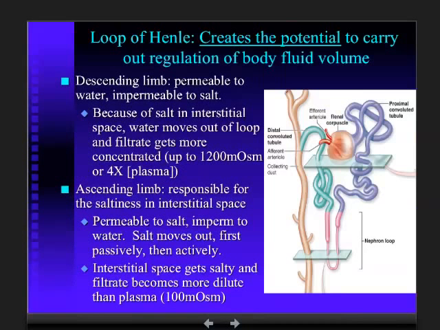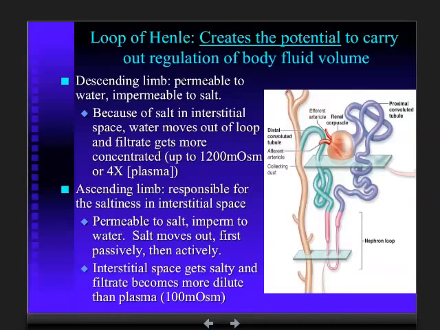Go ahead. It's sort of unclear, so the loop of Henle is what creates the concentration gradient. That's right. But the way that you explained the concentration gradient happening is because of the concentration gradient that's already there. It was already there. So how did it get there? It formed as the organ developed. And it's always there.